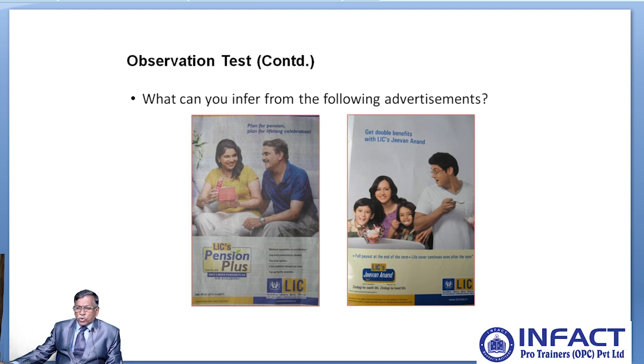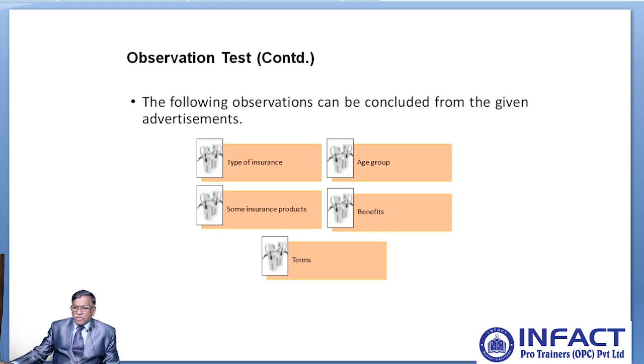Then we have 2 more pictures given over here. One is talking about LIC's pension plan. The other one is talking about LIC's Jeevan Anand. So what can you infer from the following advertisements? The following observations can be concluded from the given advertisements. Again, the type of insurance, some insurance products, age group, benefits and terms.